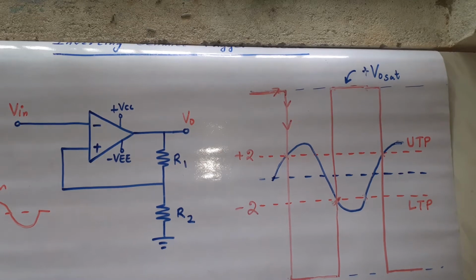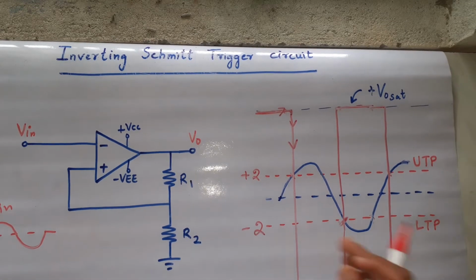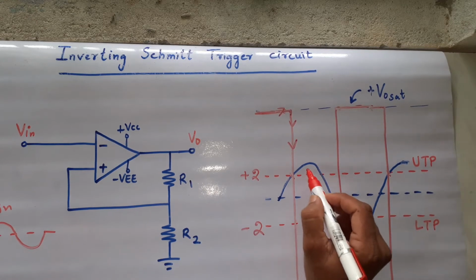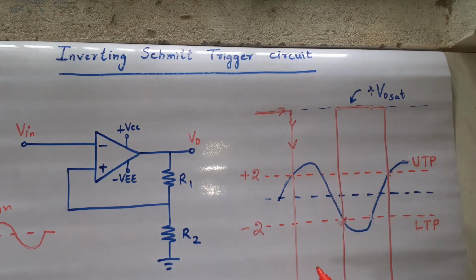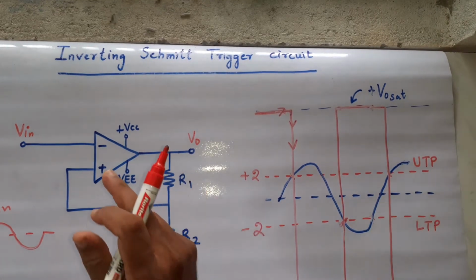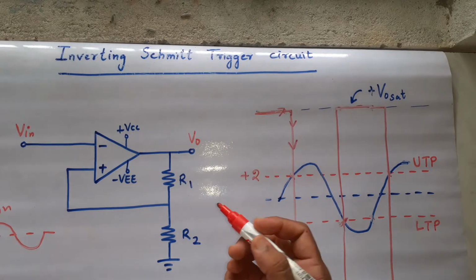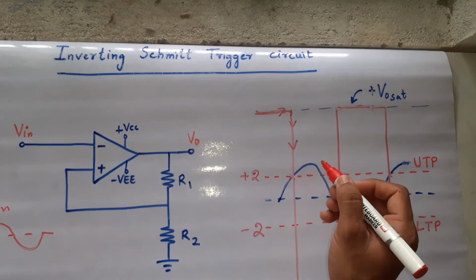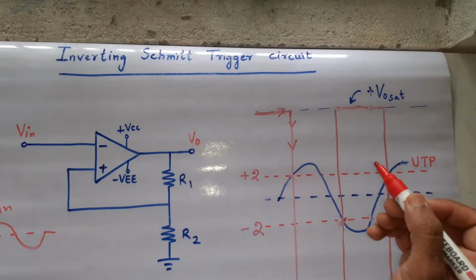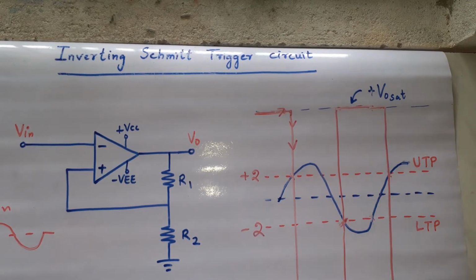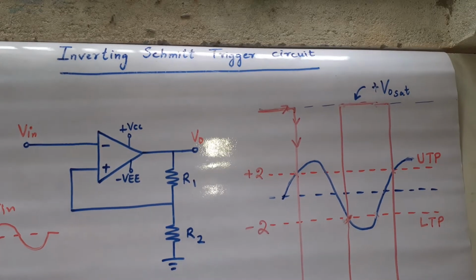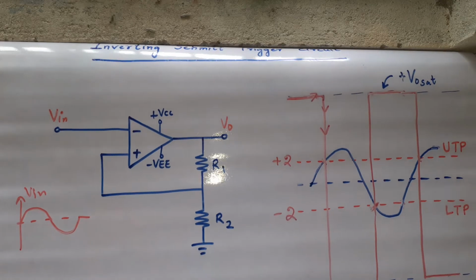Now this is inverting Schmitt trigger. Inverting because you can see your output. When your input is positive, your output is negative. When your input is negative, your output is positive, because input is applied to inverting terminal. Same input, if we apply to non-inverting terminal, this will give you positive output with positive input, okay, and negative output for negative input. These things you already know, right? So let us see its design.